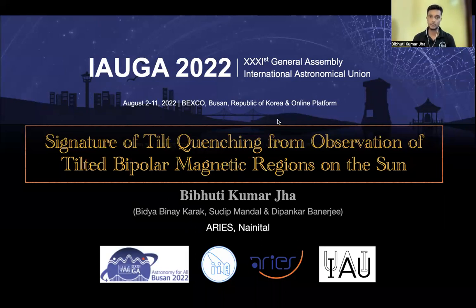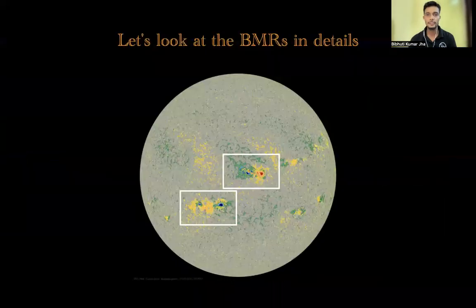Today I am going to talk about the signature of tilt quenching from the observation of tilted bipolar magnetic regions of the sun. So let's start with what BMRs are. What are bipolar magnetic regions?